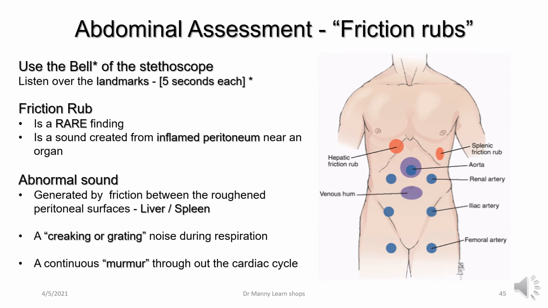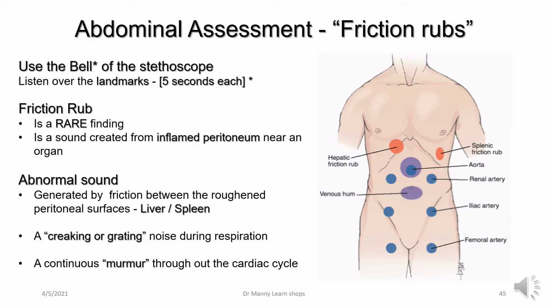A friction rub is typically rare. It's related to inflammation, an inflamed peritoneum. It's an abnormal sound, and it sounds like rubbing or grating. It's a creaking sound, like rubbing leather together, and it's a continuous sound. It can be referred to as a murmur, but it's a rub. The important thing is you hear something abnormal in the abdomen and you escalate it to the doctor or the physician or your senior.